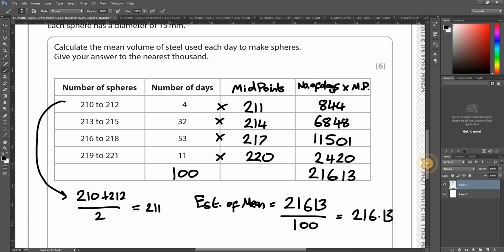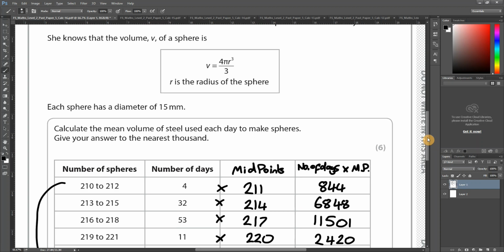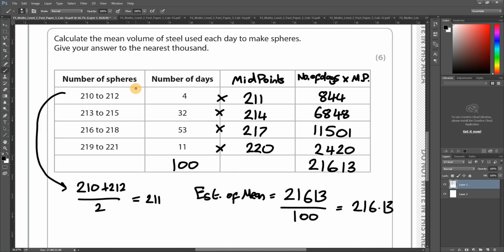That's going to be the mean number of, not the volume, we haven't got that yet. This is the mean number of spheres each day. So I would say this number is the mean number of spheres each day. Do write that, because this is not your final answer. Obviously, you're going to need the volume and then multiply it by this to get your final answer.